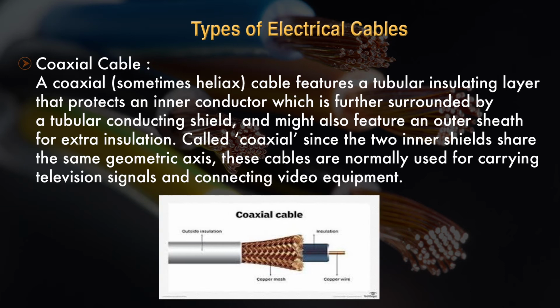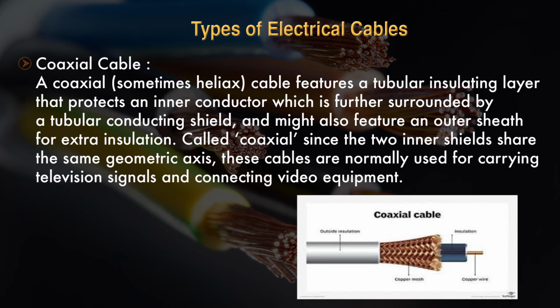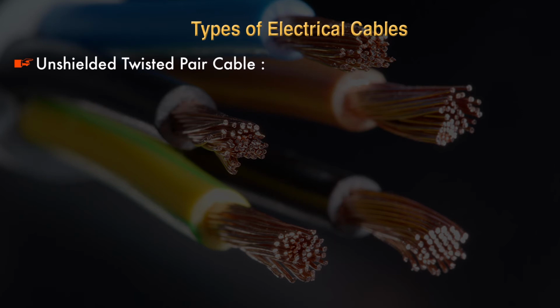The next type of cable is coaxial cable. A coaxial cable features a tubular insulating layer that protects an inner conductor, which is further surrounded by a tubular conducting shield, and might also feature an outer sheath for extra insulation. This is called coaxial. Why is it called coaxial cable? Since the two inner shields share the same geometric axis. These cables are normally used for carrying television signals and connecting video equipment.